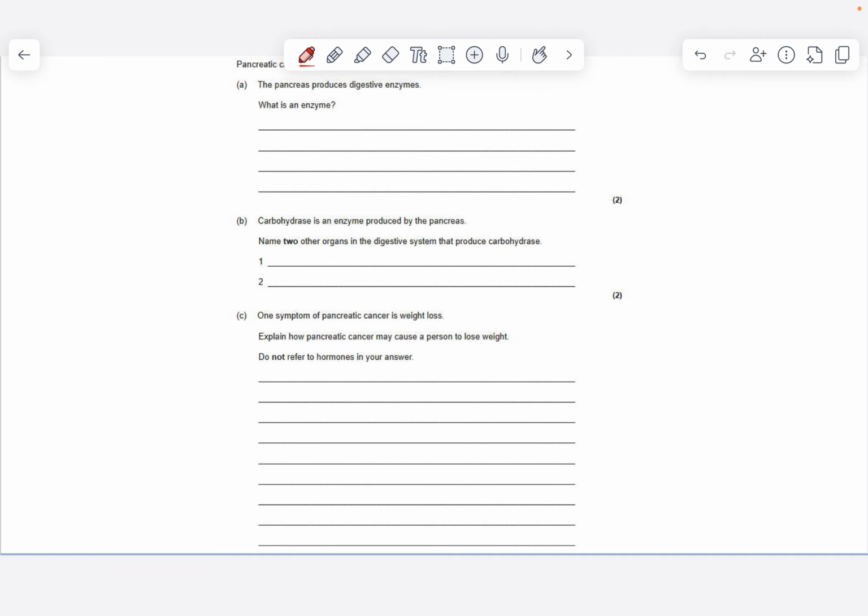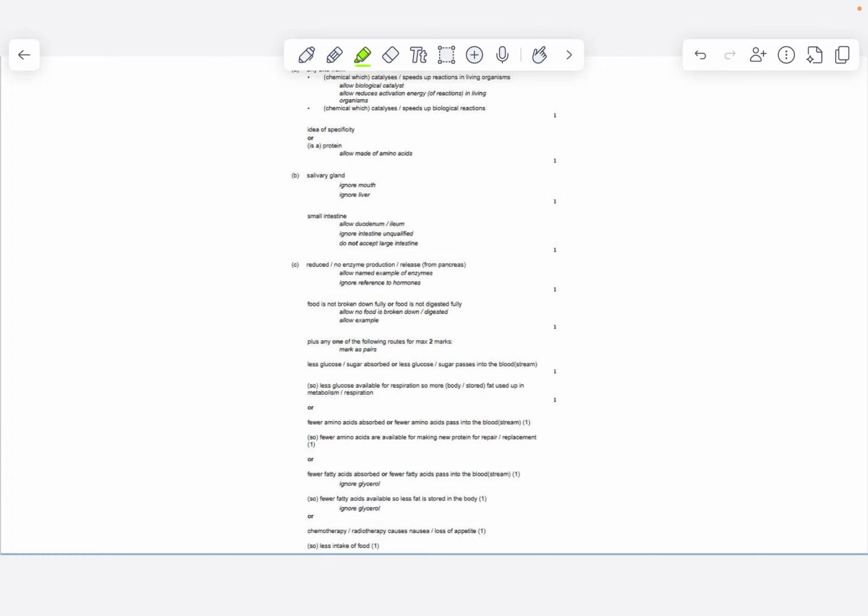This is a really good question actually here, talking about the effect of the pancreas. So why do they lose weight? So do not refer to hormones in that question, so pause it. Here's then the mark scheme for this one, so a really good one here about enzyme production. I'd have a go at that one.